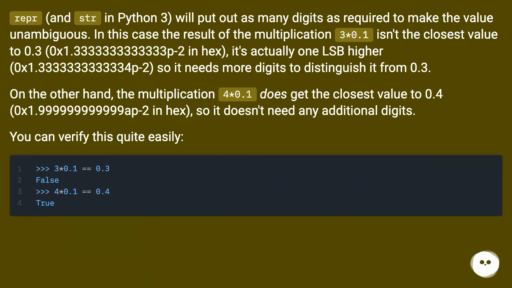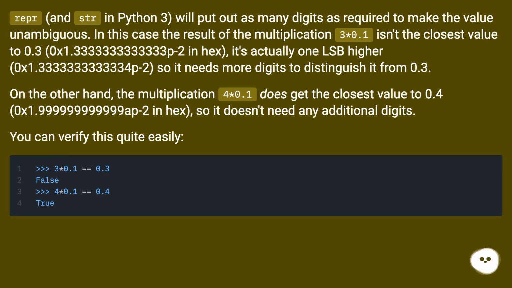repr and str in Python 3 will put out as many digits as required to make the value unambiguous. In this case, the result of the multiplication 3*0.1 isn't the closest value to 0.3, 0x1.3333333333333p-2 in hex. It's actually 1 lsb higher, 0x1.3333333333334p-2, so it needs more digits to distinguish it from 0.3.